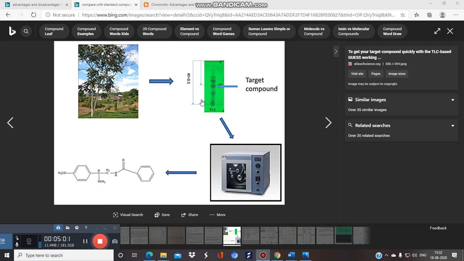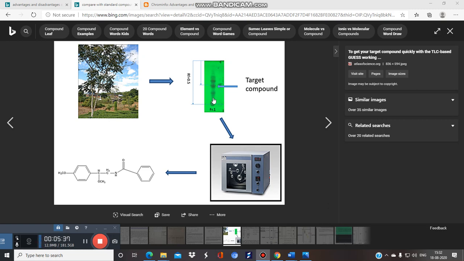But we cannot say that this extract contains only 6 compounds. We cannot say that. Remember this thing. We will say this extract might contain 6 compounds. Suppose this is a compound, but this might be a mixture of 2 to 3 compounds, because when you go for reverse phase chromatography, or when you go for the spectroscopic analysis of this extract, you will be able to see the other compounds present in this particular spot.